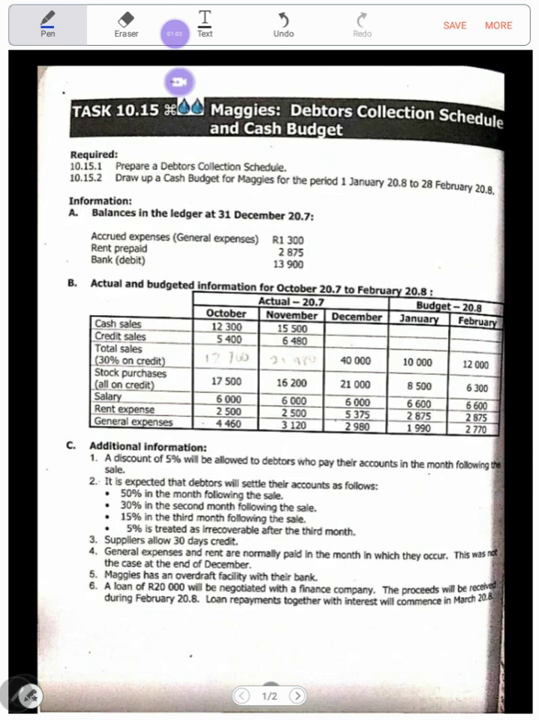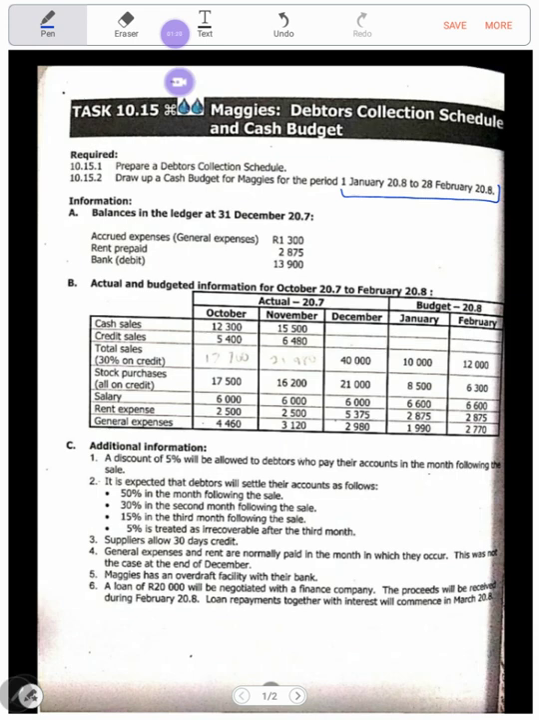Maggie's for the period of the 1st of January to the 28th of February. So this is your budget period. You want to know the estimated incomes and payments for those 2 months. It's important to read your information.